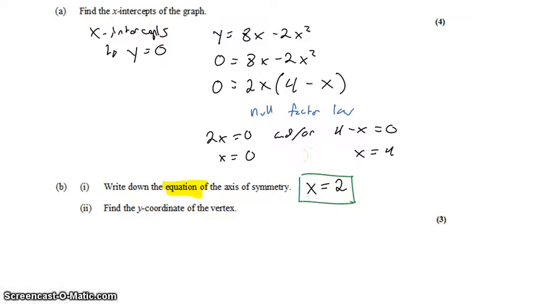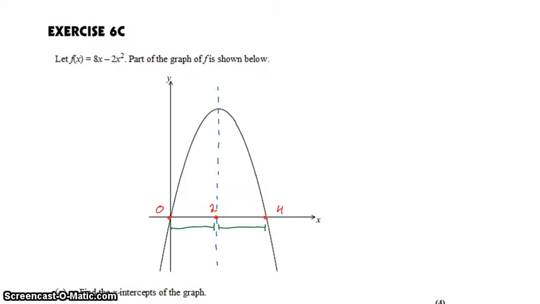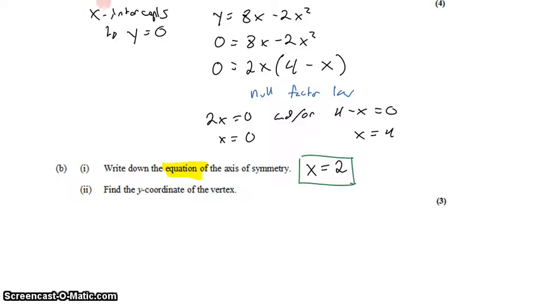Finally, we want to find the y-coordinate of the vertex. The vertex is up here, and we know that it has an x-coordinate of 2 because it lies on the axis of symmetry, and the axis of symmetry is x equals 2. So the only remaining question is, what's the y component? To solve that, I'll just take my function, y equals 8x take 2x squared, and I'll let x be equal to 2.